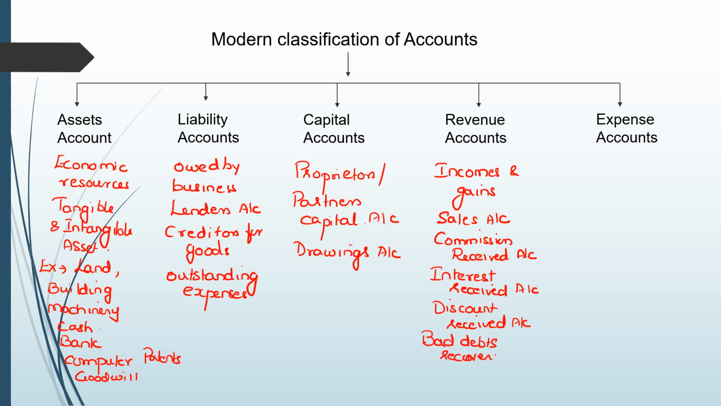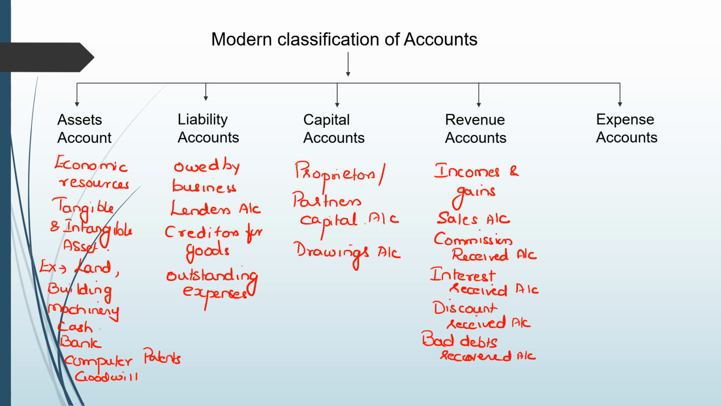The bad debt which was written off as not receivable, if later on the debtor comes back and pays that amount, is a gain. So that is a bad debt recovered account, which will be classified under revenue account. So these are certain items that would come under the revenue account.